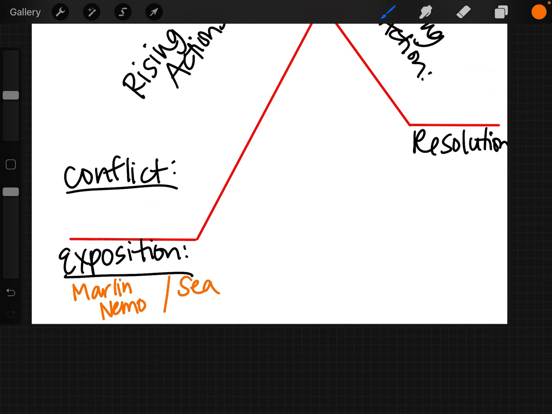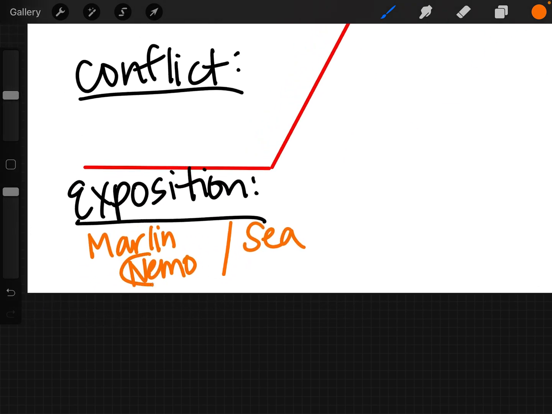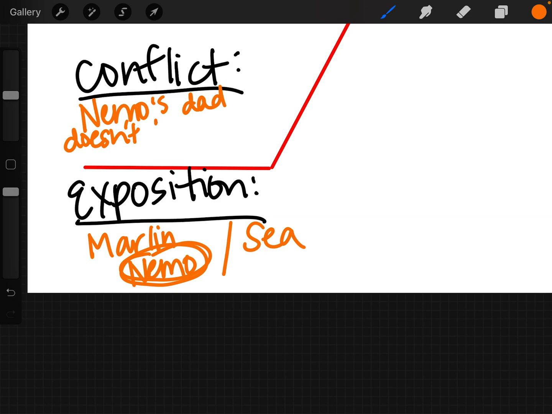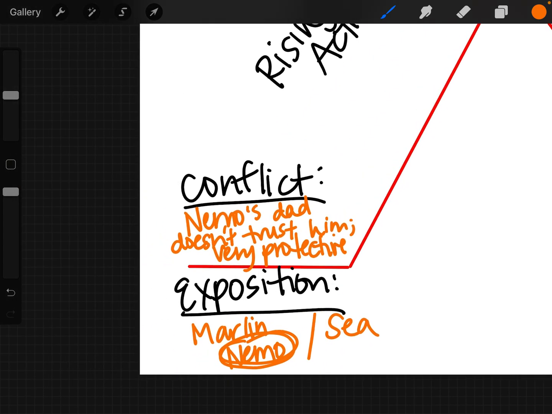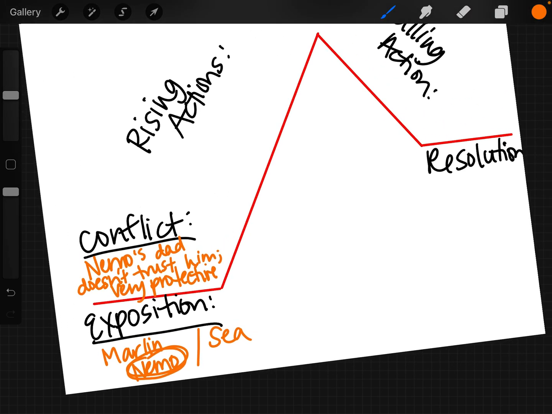The conflict is what? What is the main conflict that our main character Nemo faces? Nemo faces that his dad doesn't trust him. Nemo's dad doesn't trust him and is very protective. And there's a good reason for that, because remember, at the very beginning, Marlin's wife and all the other little fish eggs were eaten by that piranha thing. So he has a very good reason for being very protective. But for Nemo, that's the conflict, right? All right, so this is the problem that Nemo is facing.